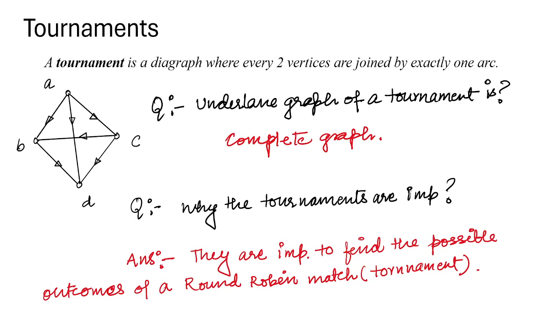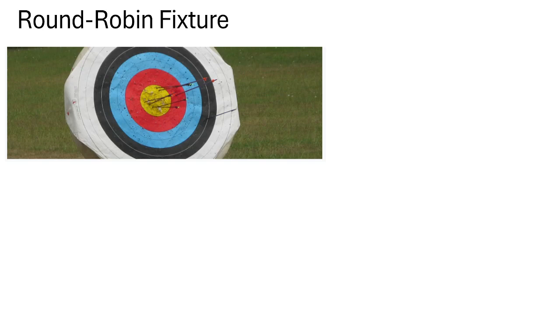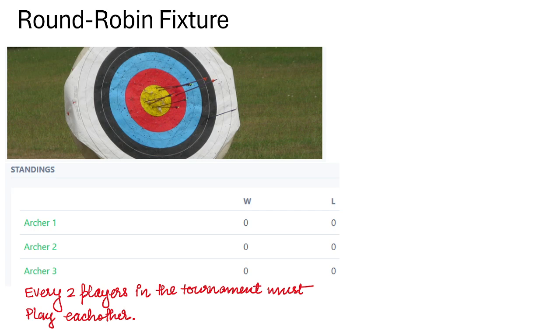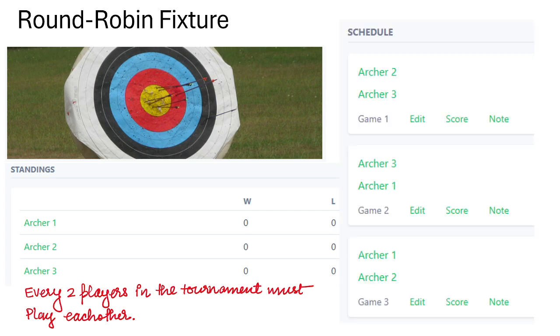From there you can understand what exactly a round robin match is. So consider this archery game, and three archers are playing: archer 1, archer 2 and 3. Now if every two players in the tournament play a match, then that particular type of tournament is what we call a round robin tournament. Here if you look, archer 2 is playing with 3, archer 2 is also playing with 1, and archer 3 is playing with 1.